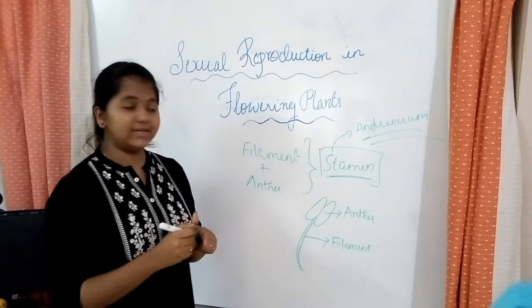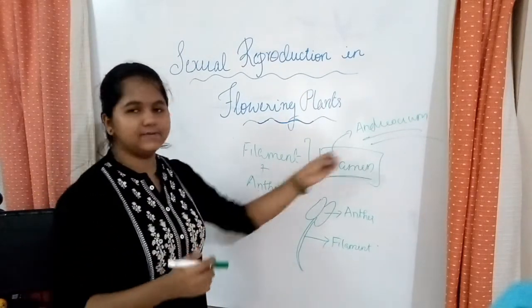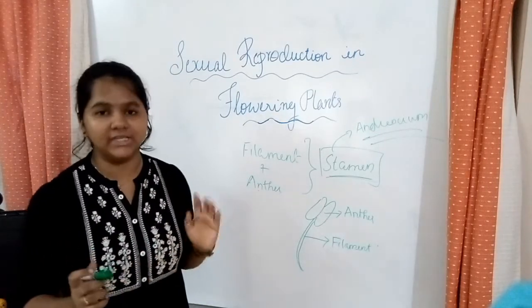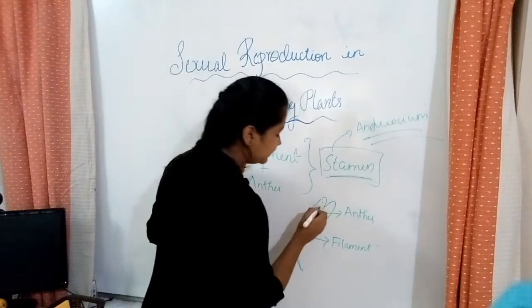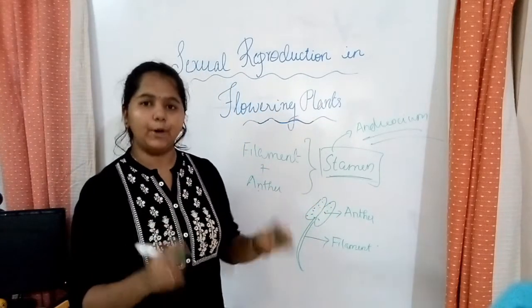Now we have to learn about the parts. The filament is just a supporting character for the anther. The anther plays a major role. In the anther there are pollen grains. Okay, on the surface of the anther there are pollen grains. So we'll discuss the structure of the anther, the pollen grains, etc.